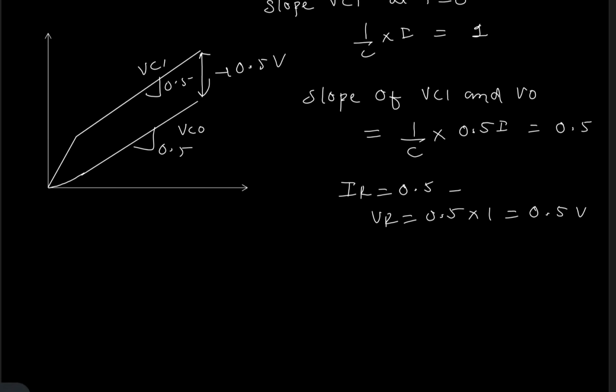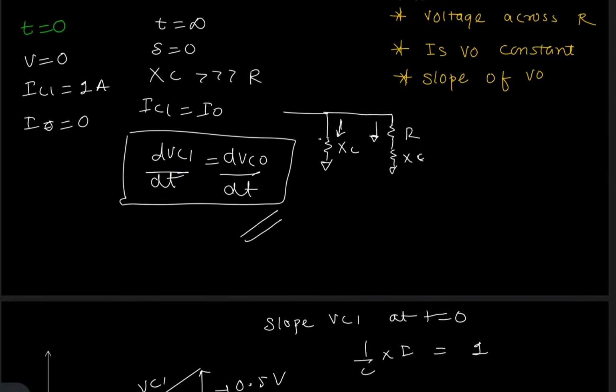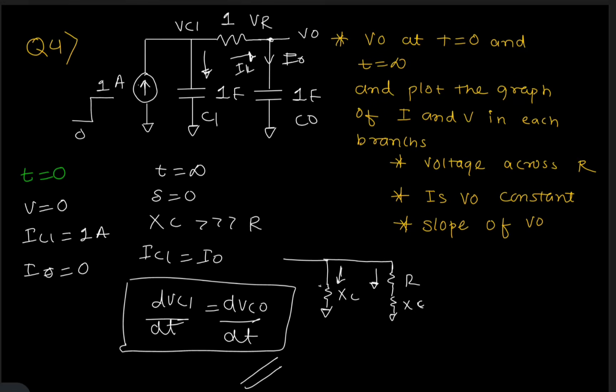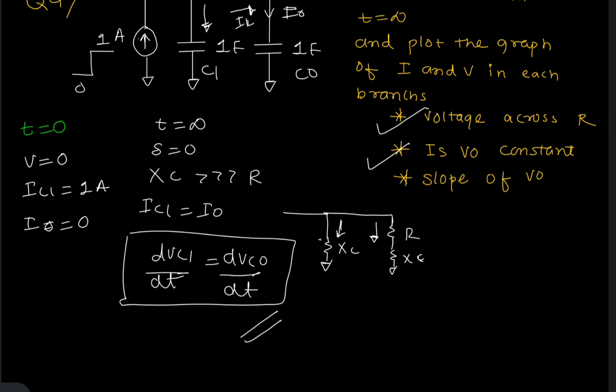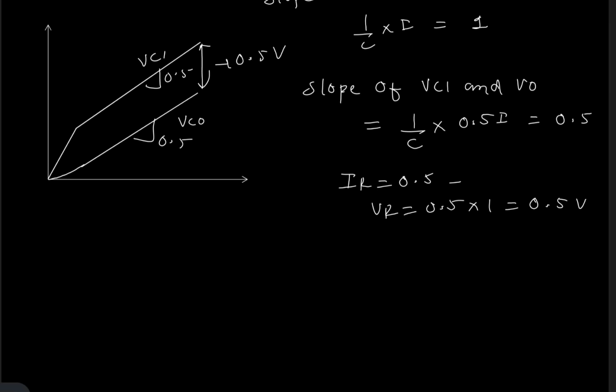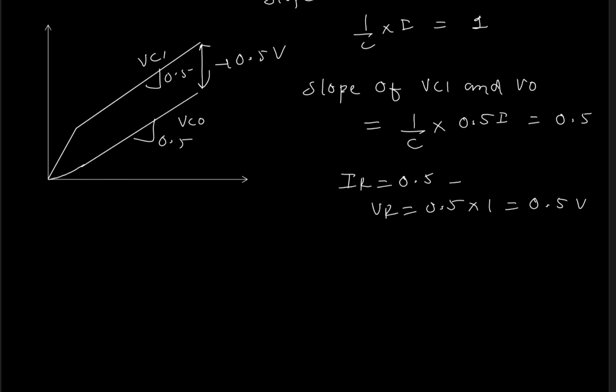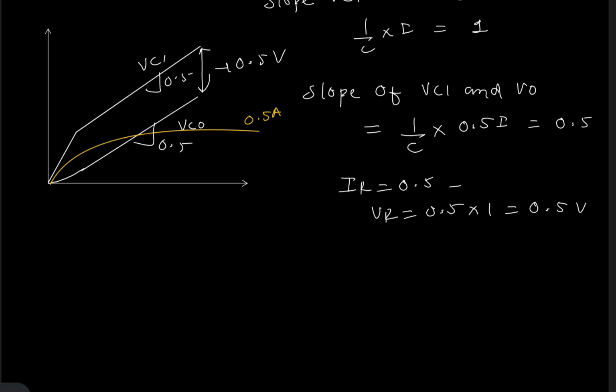So now let's go to the next question. Is anything remaining here? Yes, we have covered this. VSN is the same, and yes, I0 will be constant afterward. Let's also draw the plot of I0. So I0 will be like this. I0 will be increasing, and then it will settle down to 0.5 ampere. Okay, so let's go to the next question.